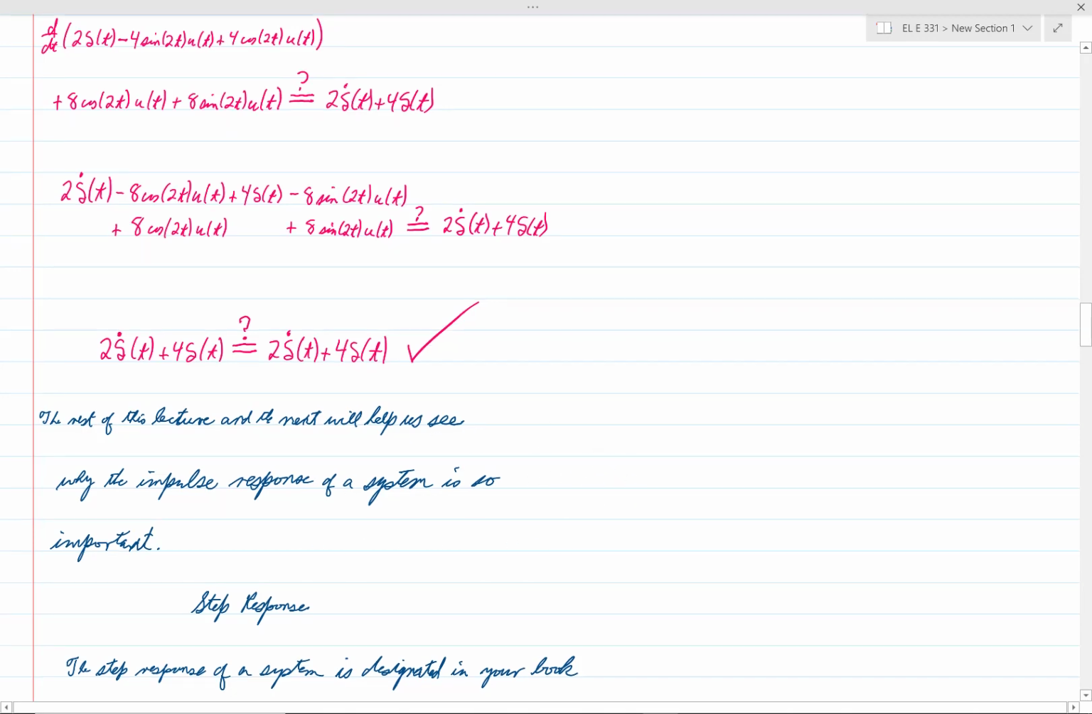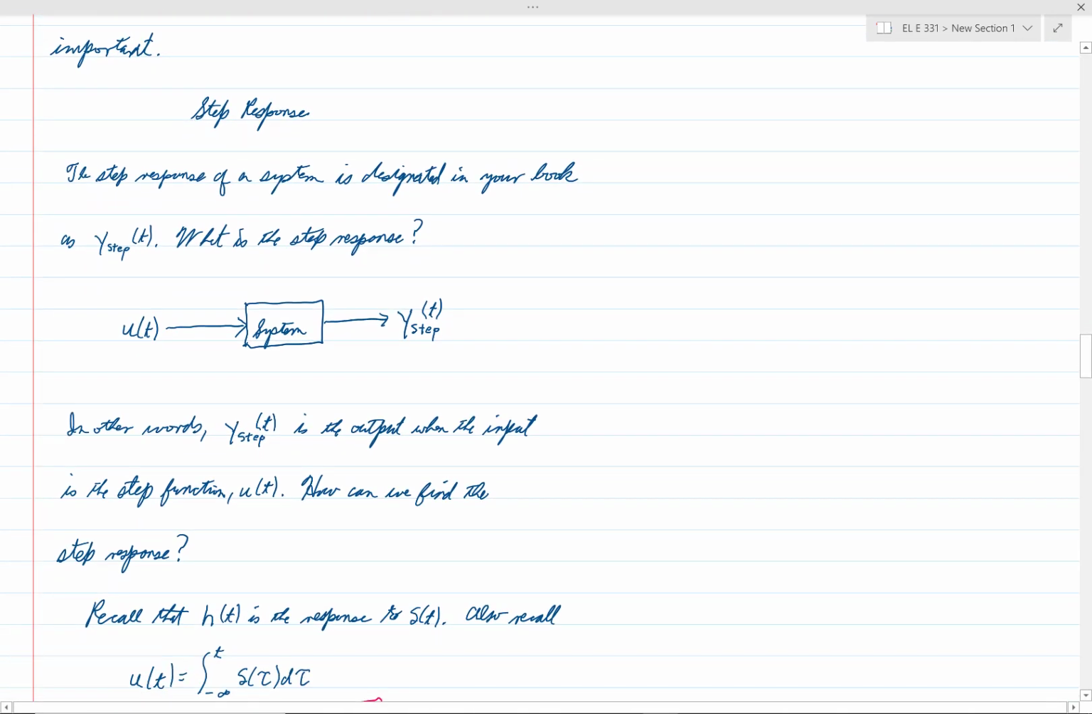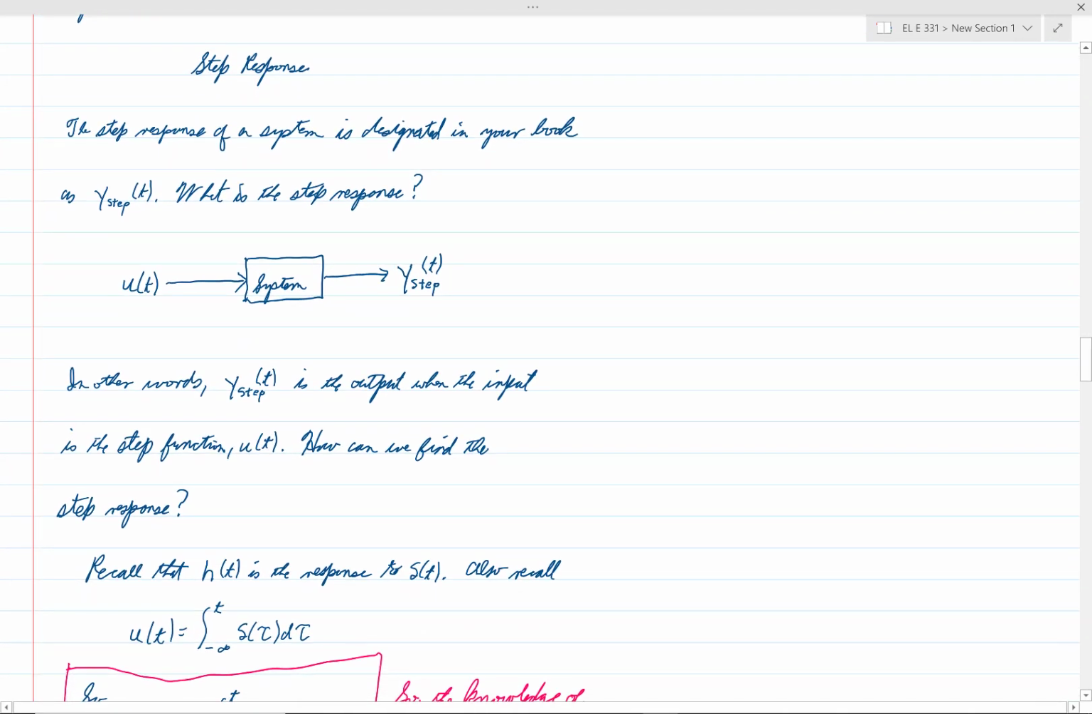Now, the remaining two ideas that we're going to talk about in this lecture are called the step response and the ramp response. And so let's jump right into this and look first at the step response. The step response of a system is designated in your book as y sub step of t, and it's simply the response of the system to the step function, as you would expect.